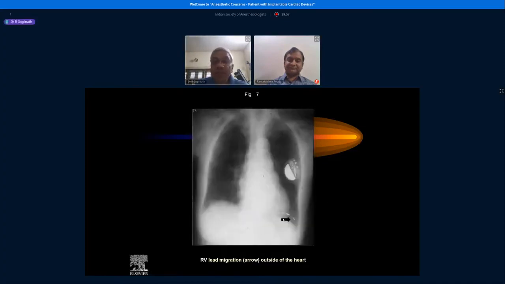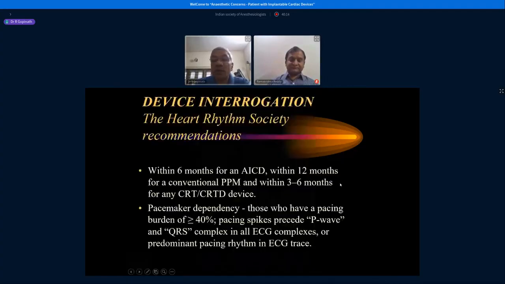This is a complication of device placement, which is basically a lead which has come out of the right ventricle and is sticking out outside the heart. So you get plenty of information just by taking a chest X-ray, about the type of device and what it has been placed for. So that's what you should be looking at.